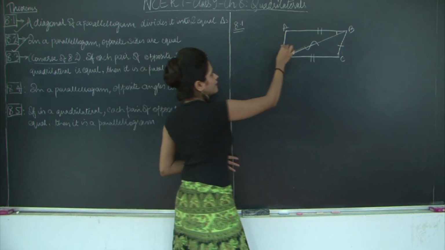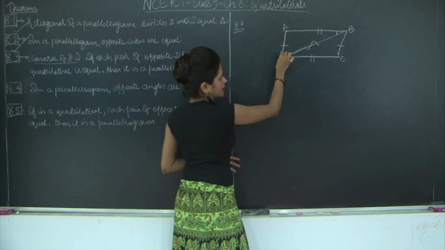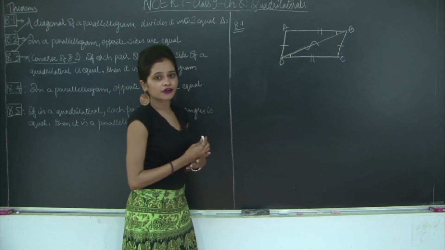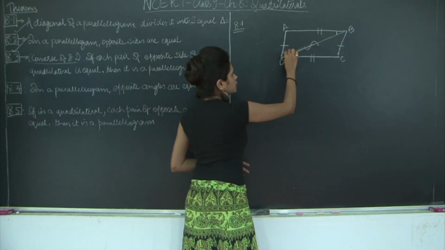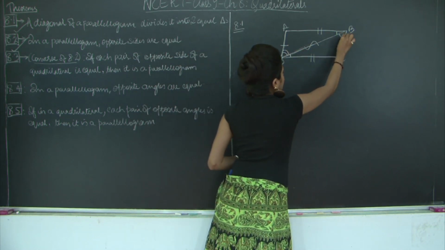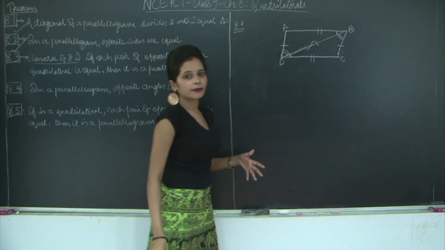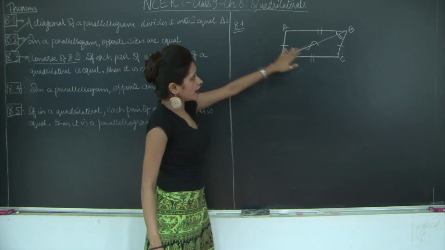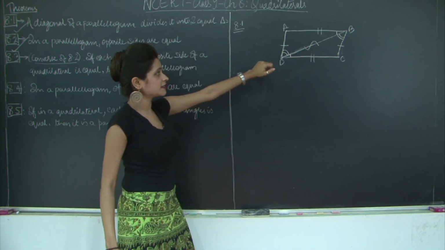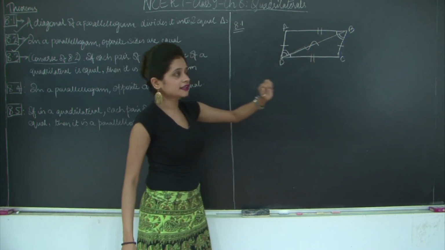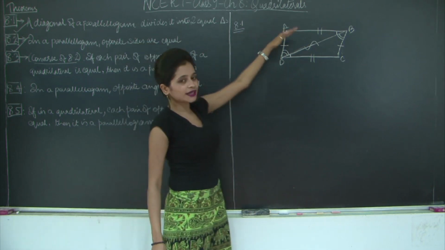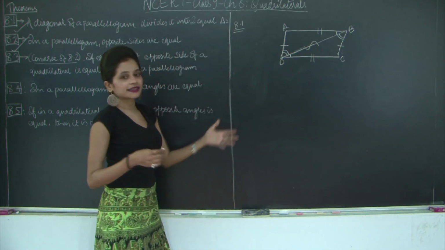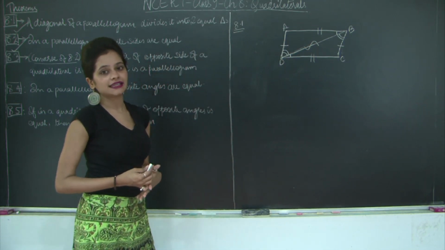Similarly, I can prove that angle ADB is equal to angle CBD by corresponding parts of congruent triangles. These two angles are equal to each other by the corresponding pair of congruent triangles. But these two angles are a pair of alternate angles for lines AD and BC. Therefore, AD is parallel to BC. So, what did we get? AB is parallel to DC and AD is parallel to BC. Therefore, we can say that quadrilateral ABCD is a parallelogram.